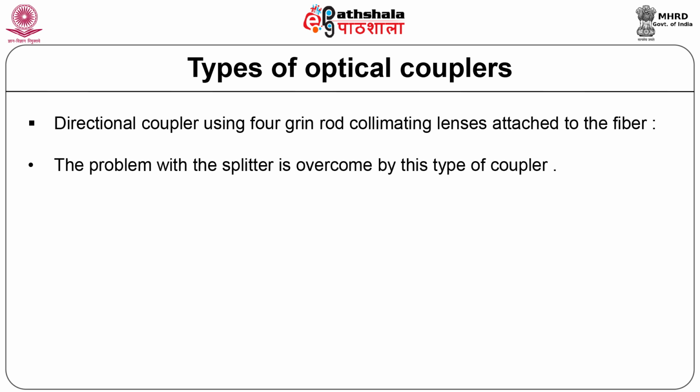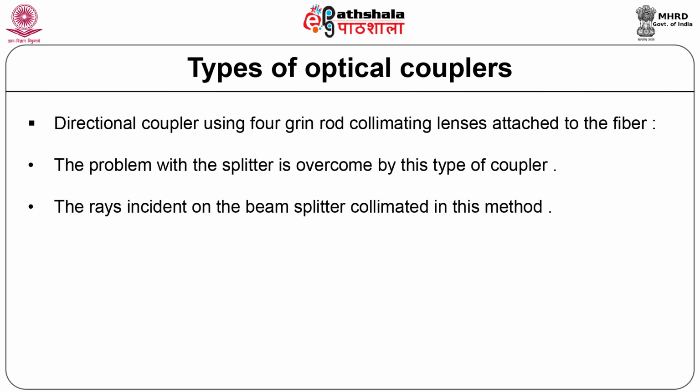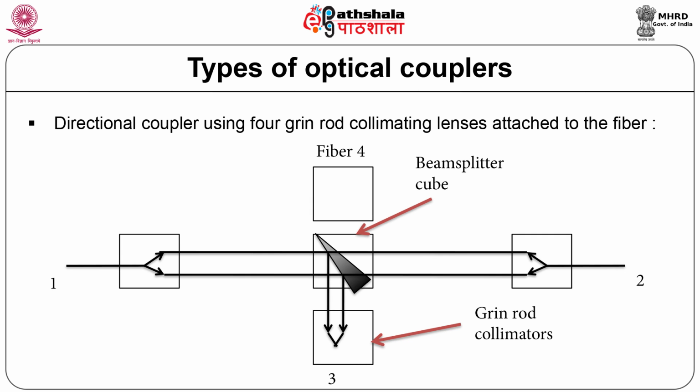Directional coupler using 4 graded index rod collimating lenses attached to the fiber. The problem associated with the splitter is overcome by this type of coupler. In this, the rays are collimated and incident on the beam splitter, which refocuses the divided light onto the receiving fibers. The figure shows such an arrangement where GRIN rods are replaced by convenient spherical lenses.